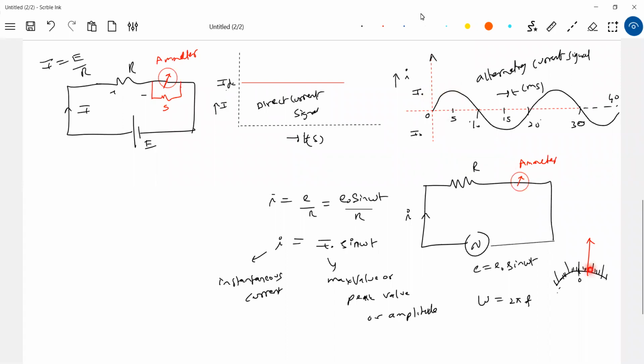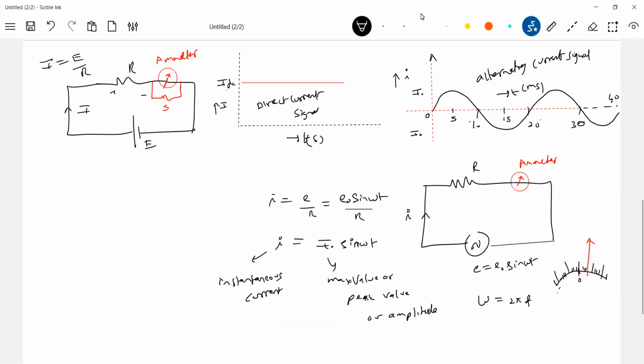Can we measure I naught? The pointer will be at maximum deflection at 5, 15, 25, 35 milliseconds. Do we really have that much perception? Can we say the answer at 5 milliseconds? The moment you start looking at the pointer, 1 second is over, and in that 1 second the pointer completes 50 oscillations. So is it possible to measure I naught? That's my question. Can you measure I naught? No, not possible.